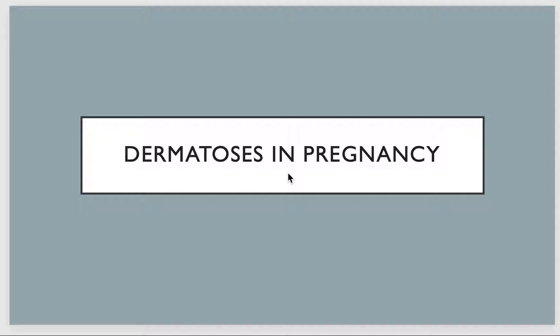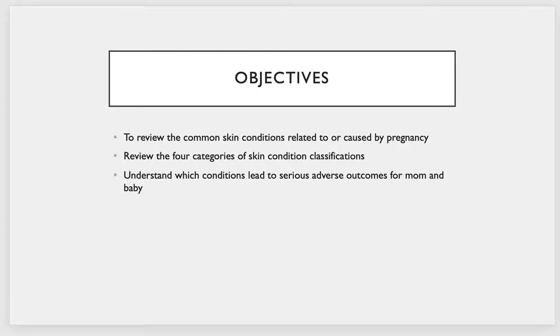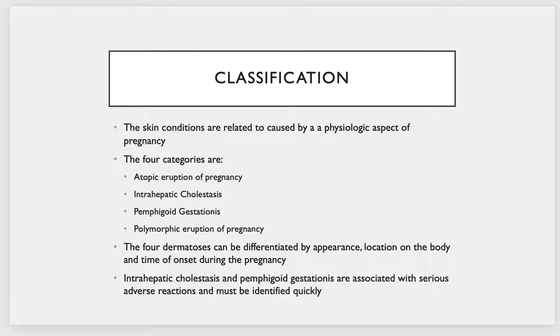So we're going to review these today, and here are the objectives for our lecture today. I want to review the common skin conditions related to or caused by pregnancy, and review the 4 categories of skin condition classifications, because I think that kind of helps organize us, especially when someone comes to us and presents a rash. It will help us know how worried or not worried to be about it, and then understand which conditions will lead to those serious adverse outcomes that we need to be concerned about. So let's look at those classifications.